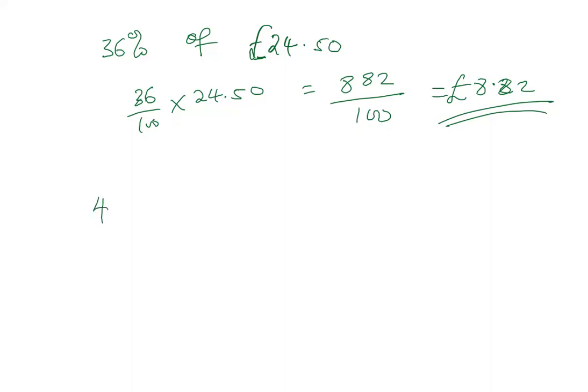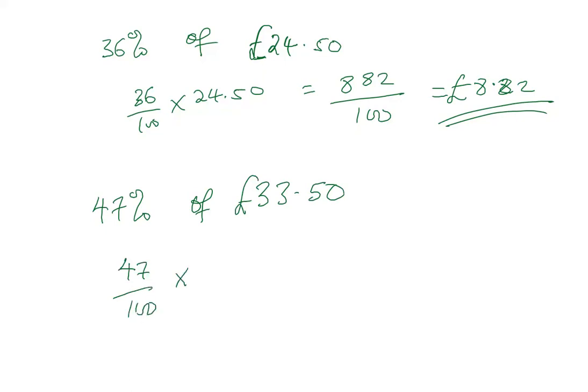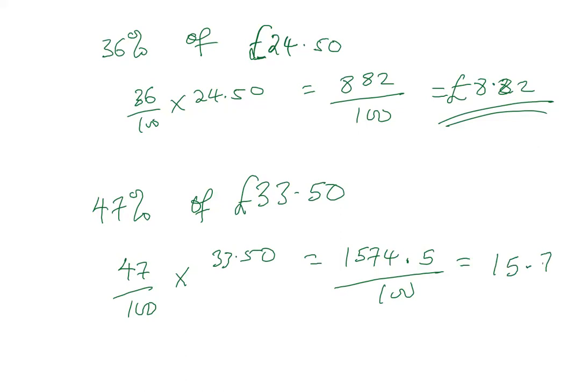So if you have something like this, 47% of £33.50, that gives you 47 over 100 times £33.50. So what is 47 times £33.50? That is 1574.5 divided by 100. That is going to be 15.745.